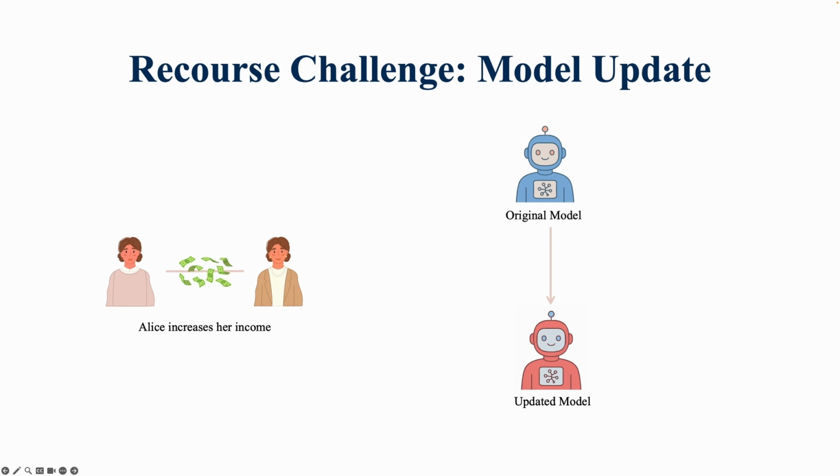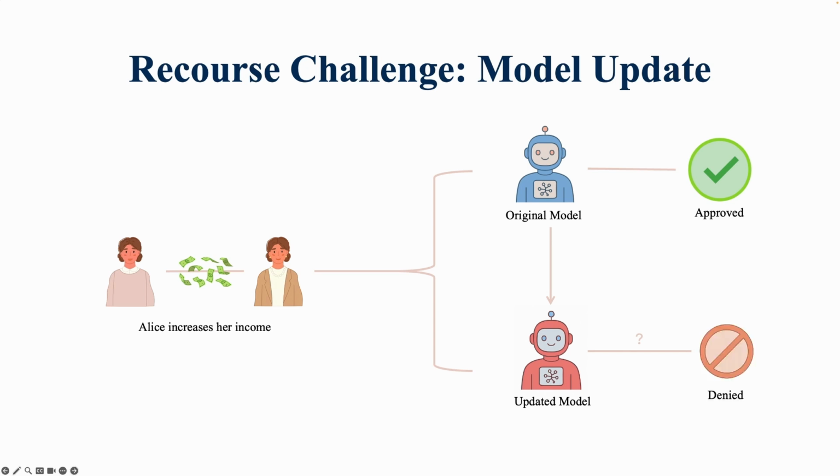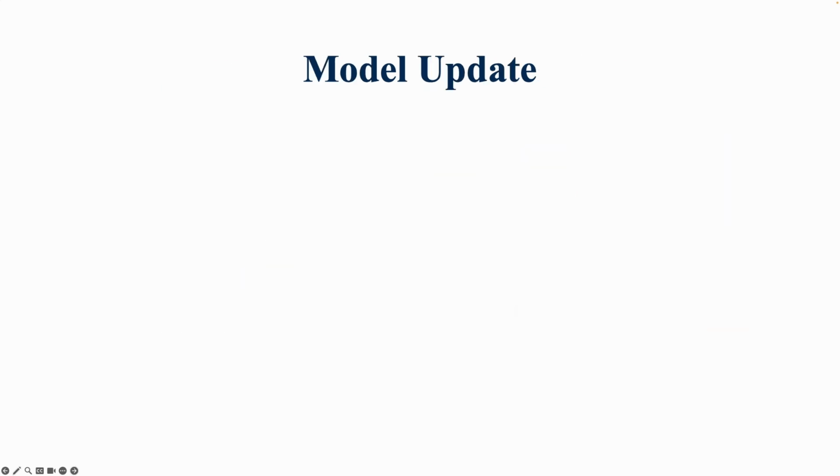For example, the Fed may increase interest rates, which would cause the bank to update their model to reflect this change. Now, while the original model would have approved her loan after she made the recommended changes, there's now a concern. Will the updated model still approve her application? Most likely not, because the recourse advice was tailored to the original model, not the new one. So in this way, model updates can render previous recourse invalid.